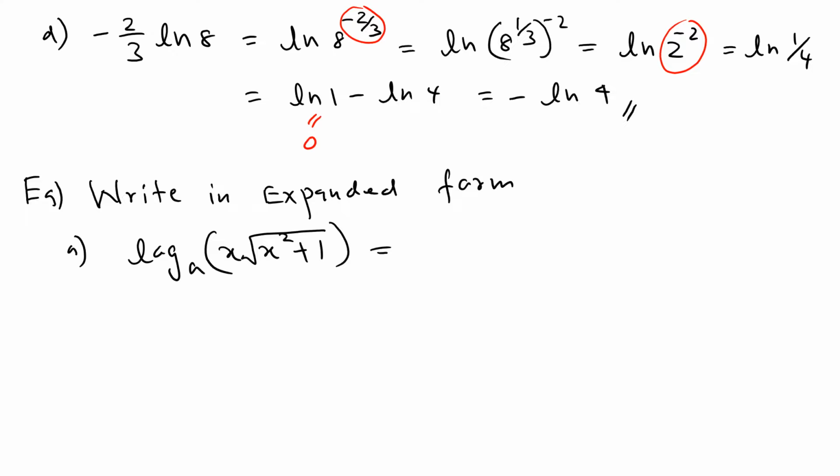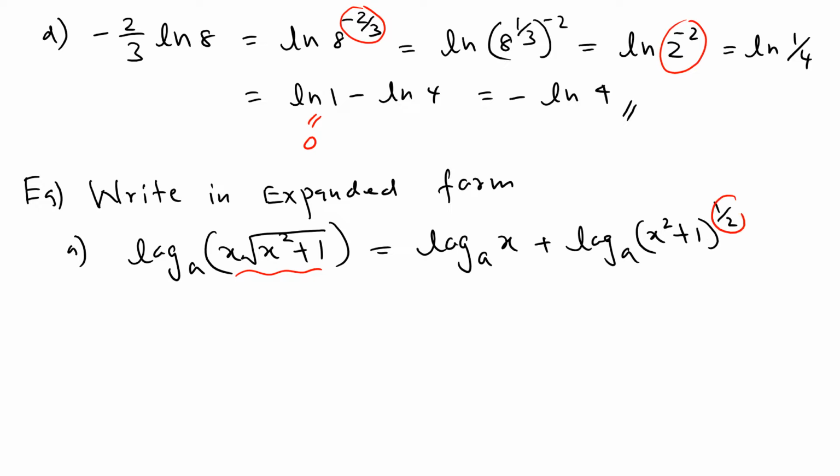Now what we can do is, this is a product, so you can write this as a sum. So it's log base a of x plus log base a of x squared plus 1 to the half power, since the square root means half power. We can bring it outside, so that means this is log base a of x plus 1/2 log base a of x squared plus 1.